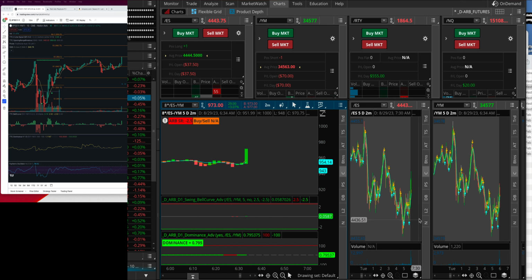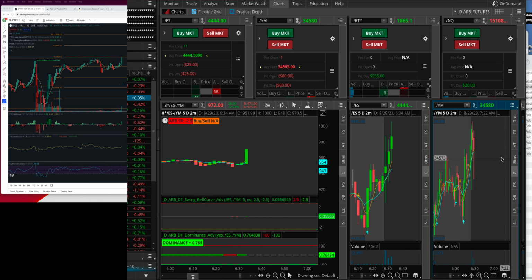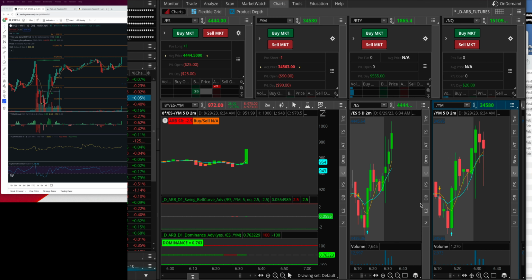Okay, so we're kind of underwater here with this ES one, but that's okay. Let's see what's going on. Okay, so this second 2-minute bar is breaking above this one, so that's what I want to see. I want to see it end above that one. We're down about 120 bucks.